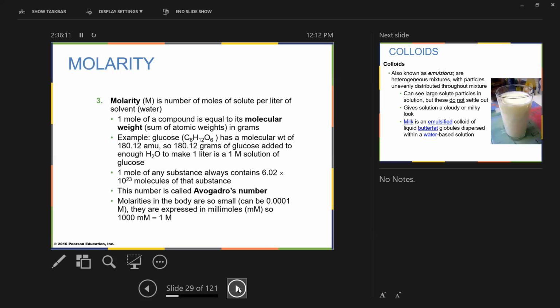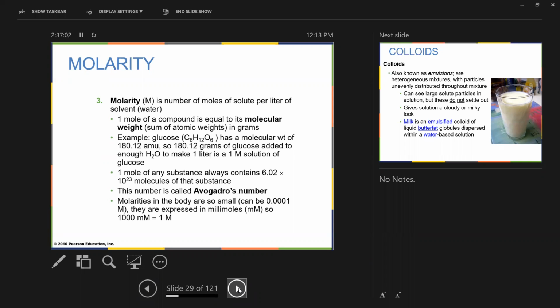But the only reason that we pay attention to molarity is that the number of solute particles in solution in any mole is always going to be the same. A 1 molar solution of sodium chloride will have 6.02 times 10 to the 23rd molecules of salt. So a 1 molar solution of sodium chloride, molecular weight 58, 58 grams of salt into a liter of water, will have 6.02 times 10 to the 23rd molecules of salt.